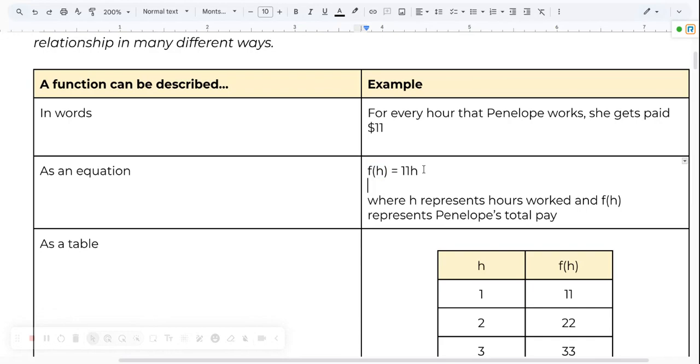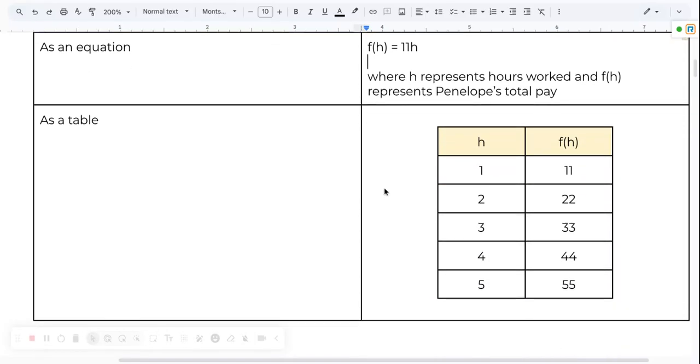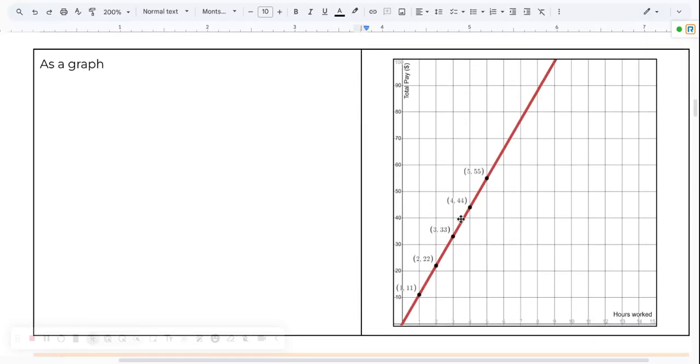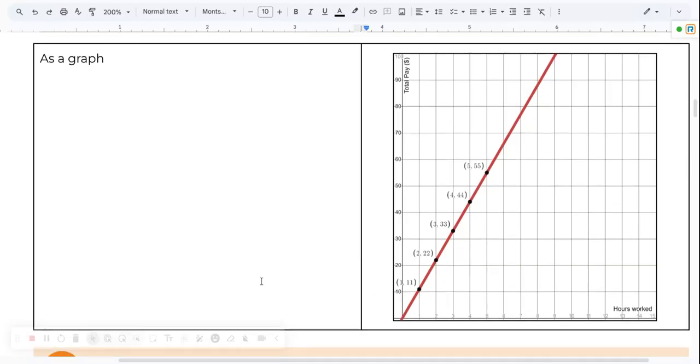The way a function works is you can input any value for h and calculate an output for f of h. So using that, you can then create a table of ordered pairs with these inputs and calculate these outputs. After you have these ordered pairs, you can also express this function as a graph. And you can see these ordered pairs are graphed over here. And this linear function describes Penelope's total pay as a function of how many hours she has worked.